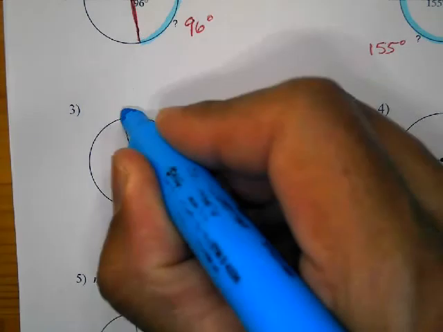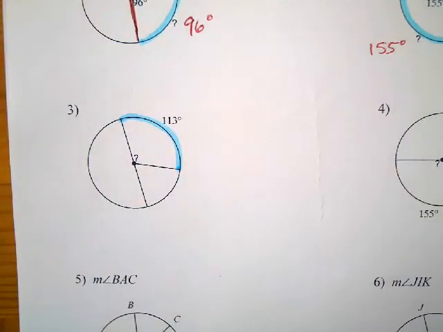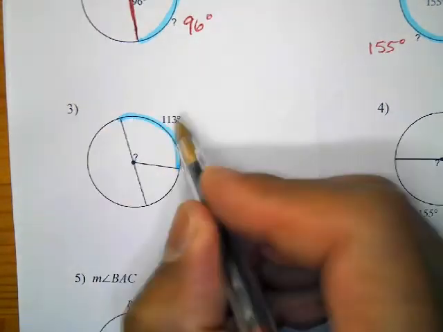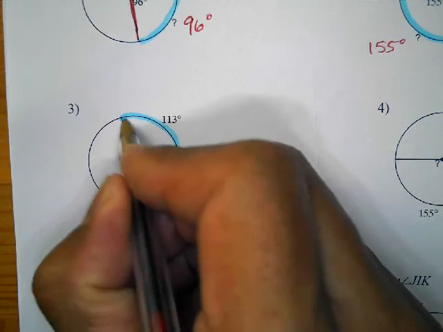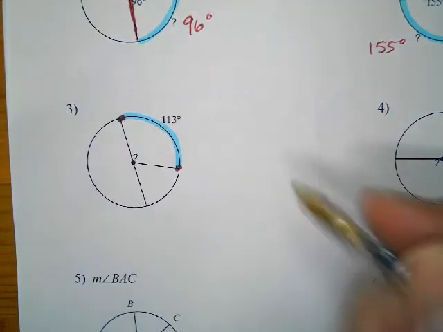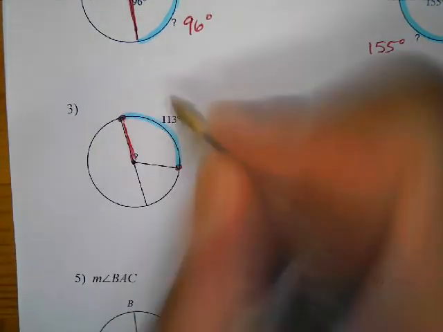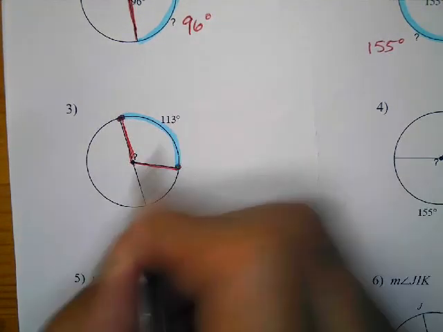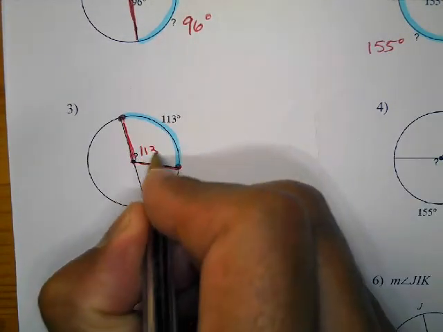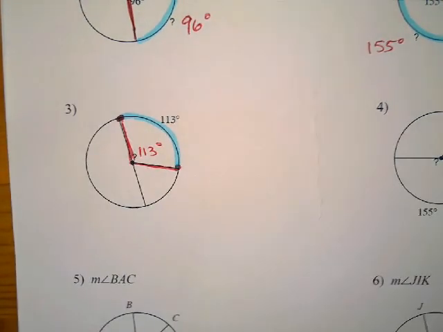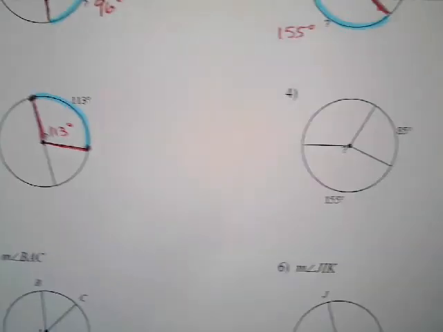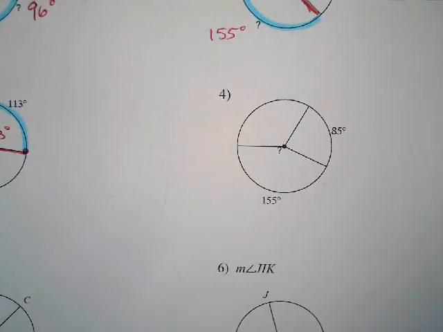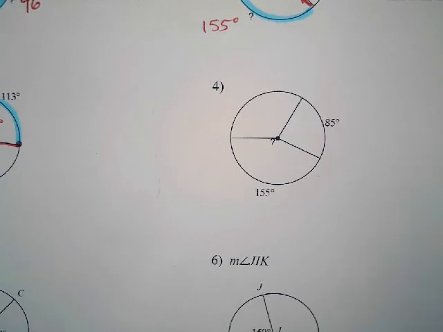Now check this out. Now we're going backwards. Now they're giving you the arc from here to here is 113. The arc is 113. That's from here to here. So now if I follow down, how much is that angle? Well, the same, right? Remember they're the same? Correct. 113. And you can see how the colors and the highlighters are helping out.